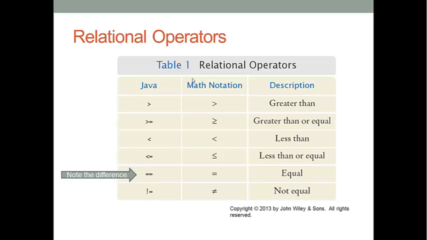Then we have less than or equal to. The next one's really important that you notice the difference between the one equal sign in math notation and the two equal signs in Java. In Java, we need to be able to help the computer understand the difference between an assignment and a comparison. And the last thing is in math, we have the equal sign with a line through it indicating not equal. In Java, we have a symbol, the exclamation point, which stands for not. When you put it with the equals, we have not equal.